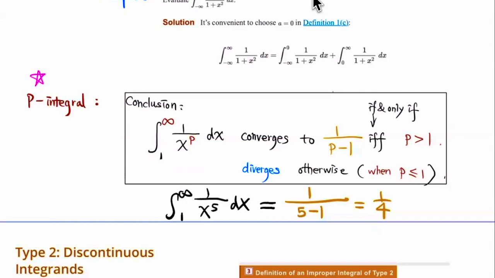Some people say, wow, how did you know that? You look like a calculator. Similarly, you have some magic, right? Yeah, because that's a P integral. Okay, so you know that.